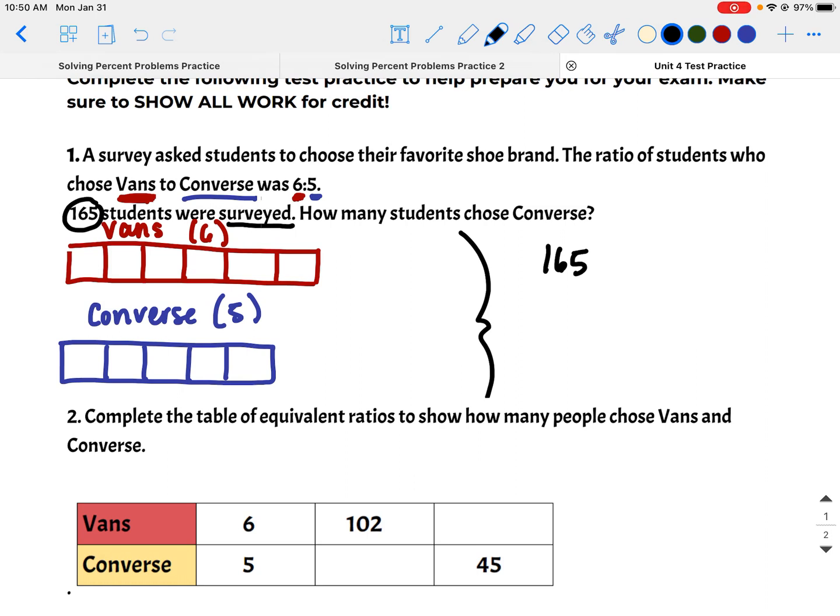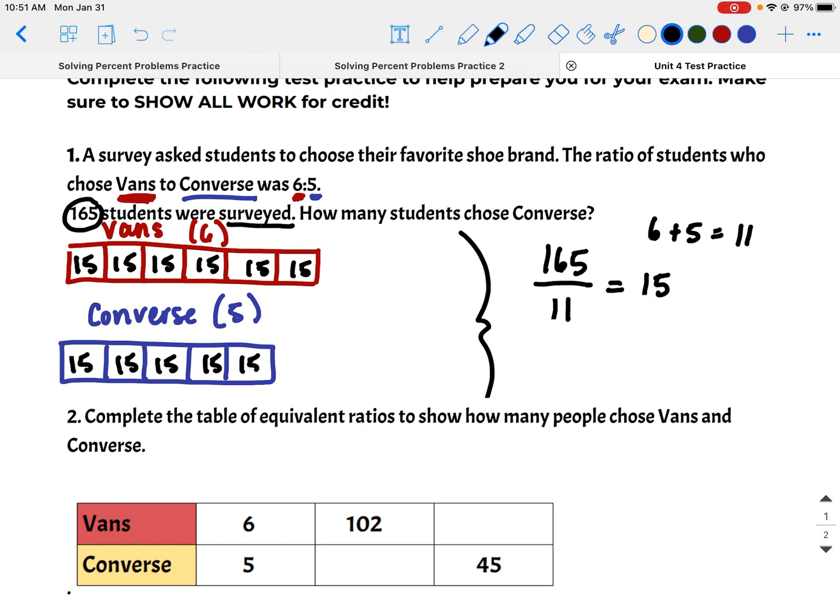So if I know the total of both of these together has to be 165, how can I find the individual value of each part? Well, just split it up, right? How many parts do we have? Well, we have 6 for Vans, and we have 5 for Converse. That would make a total of 11 parts. So we want to divide that 165 into 11 parts. And when we do that division, we get 15. So now that tells us that each part represents 15, each part of the ratio.